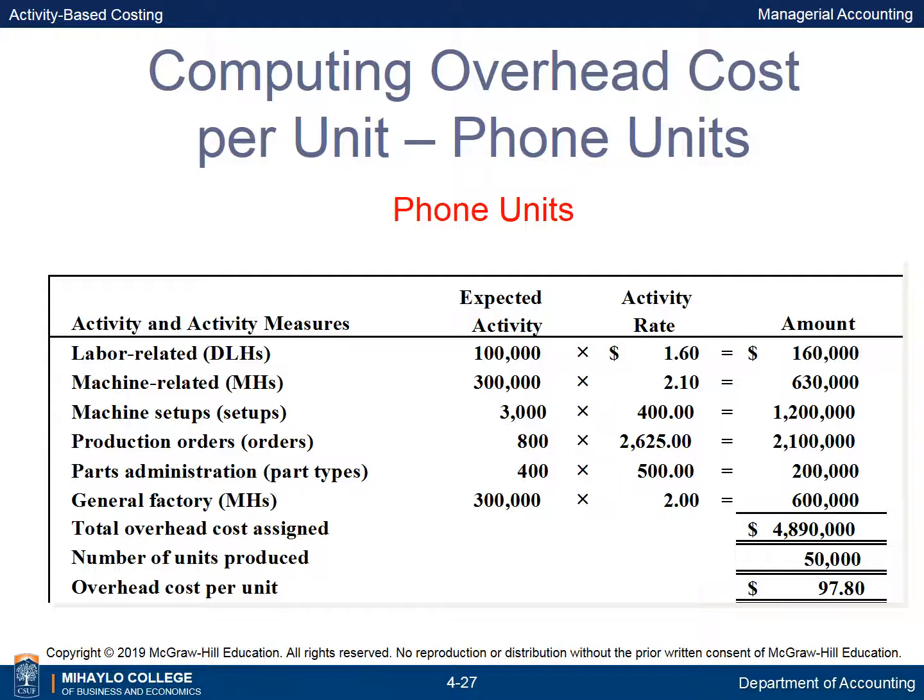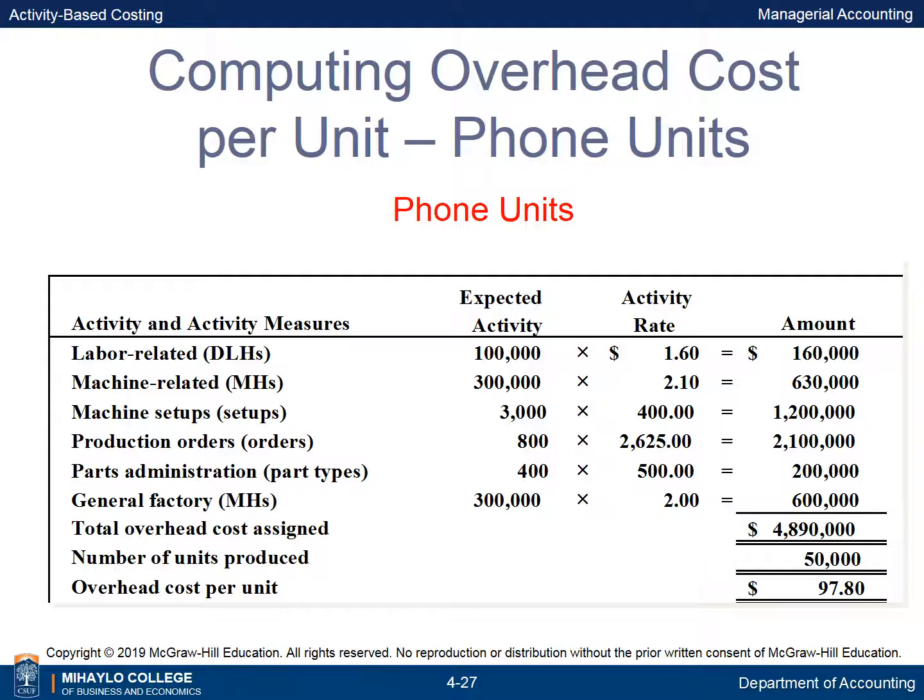Learning objective number 3 is to compute product costs using activity-based costing. We assign overhead to each product by multiplying individual activity rates by the expected number of activities. For example, for machine setups, we multiply the 3,000 expected machine setups by the activity rate of $400 per machine setup, resulting in $1,200,000 of overhead assigned to phone units based on the machine setup activity. We complete the same overhead assignment for the other 5 activities. We then add the overhead for the 6 activities to determine the total overhead of $4,890,000, which will be assigned to phone units.